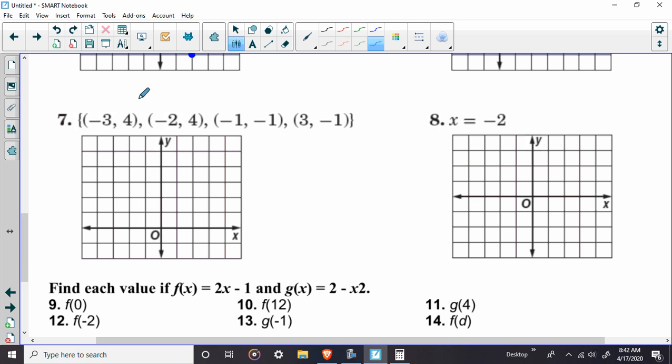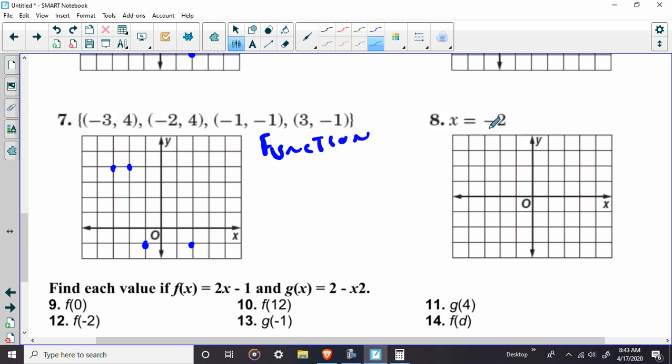I've got -3 as an input, -2 as an input, -1 as an input, 3 as an input. Everything's a unique point, therefore passes the vertical line test. This is a function. Again, if you want to take a second to graph it, go out and graph it. Okay, so this passed the vertical line test. At no point does a vertical line pass through 2 different points.